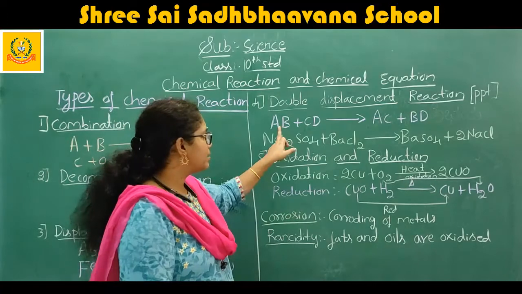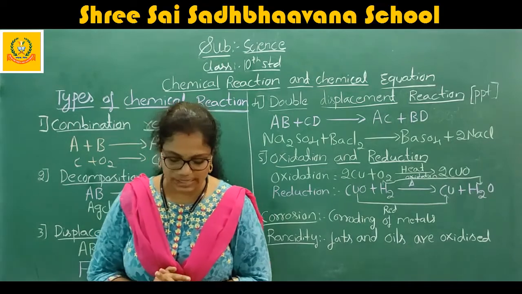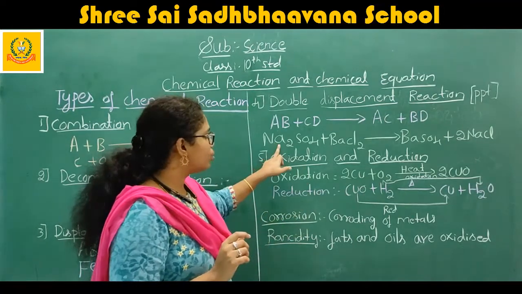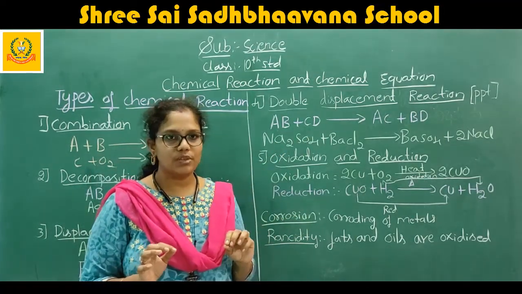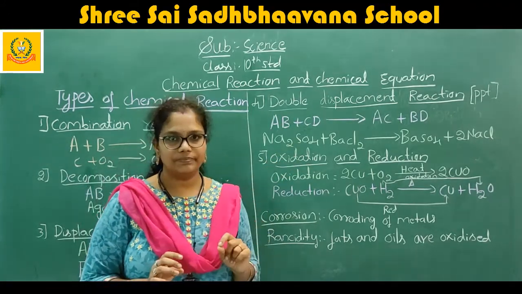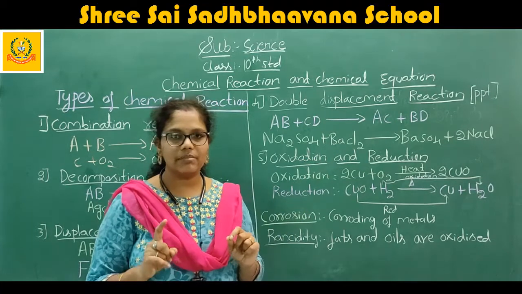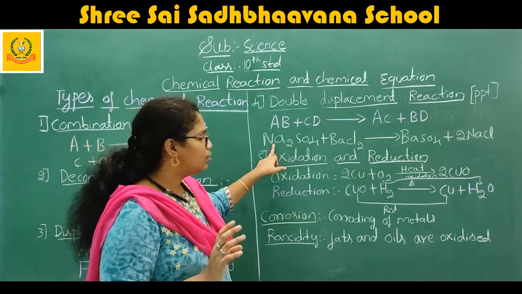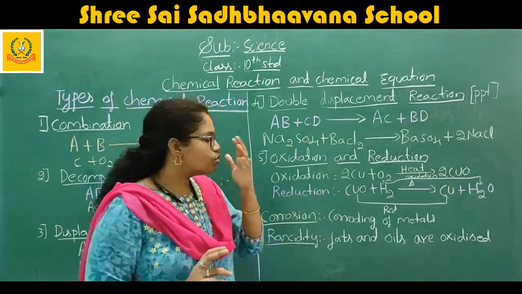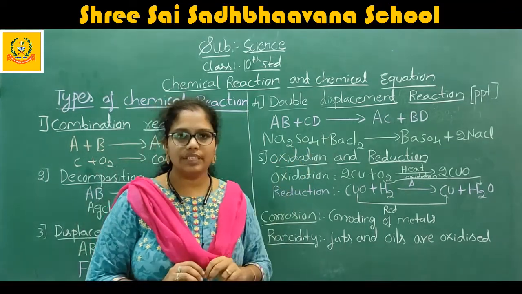Understood? Now, to explain this double displacement reaction, we are going to discuss one activity. In one test tube, you take sodium sulfate, Na2SO4. In another test tube, you take barium chloride, BaCl2. Ba means barium, Cl is chloride. These two are liquids. Sodium sulfate is a liquid, barium chloride is also a liquid.